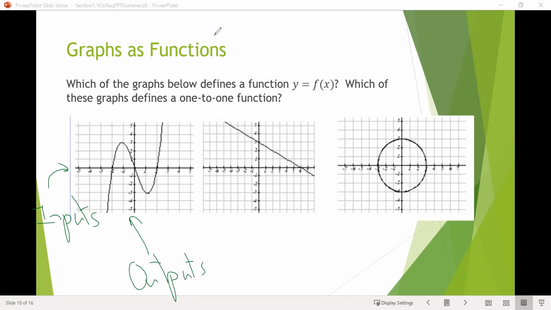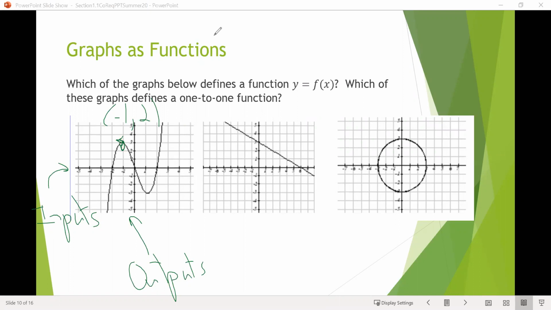So for example, if this first one here was a function, I would identify inputs and outputs on the graph by looking at where it is along the horizontal axis and the vertical axis. So like this point I'm trying to highlight here, it looks like it's at -1, 2. So that would be an input of -1 given an output of 2. And recall that our condition for something to be a function is that for each input there can only be a single output.